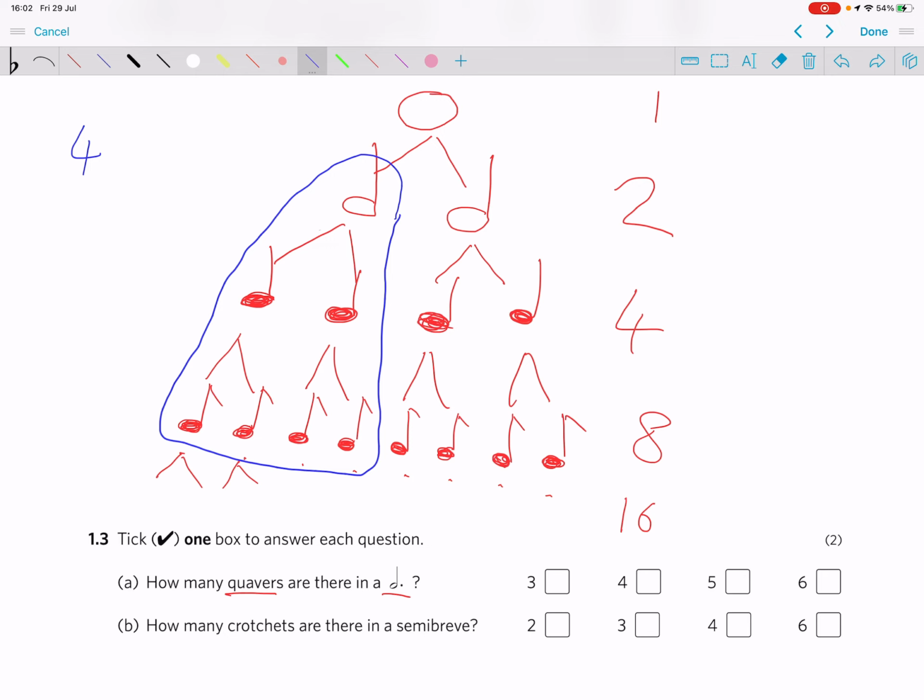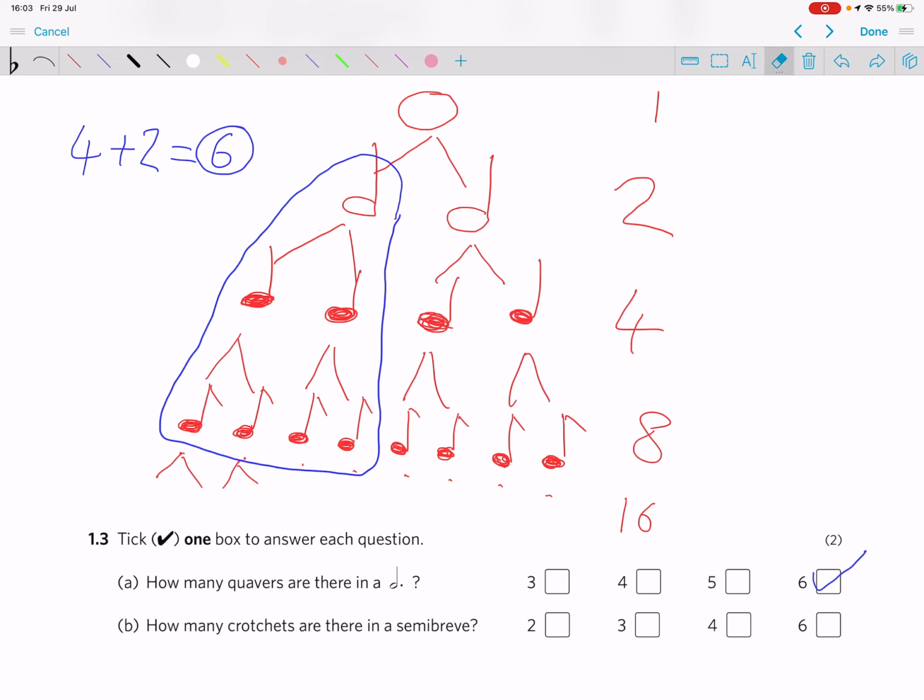And now we're going to add the dot. Now the dot means half again. So we've got 4 and we're going to add on half again, which is an easy peasy calculation. Half of that will be 2. And so we have a total of 6. So there are 6 quavers in a dotted minim.